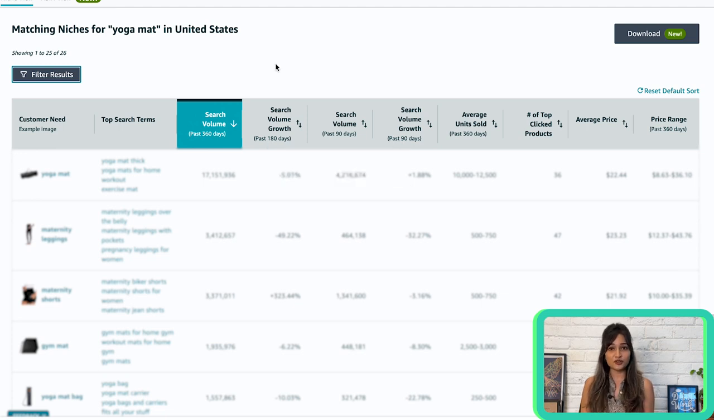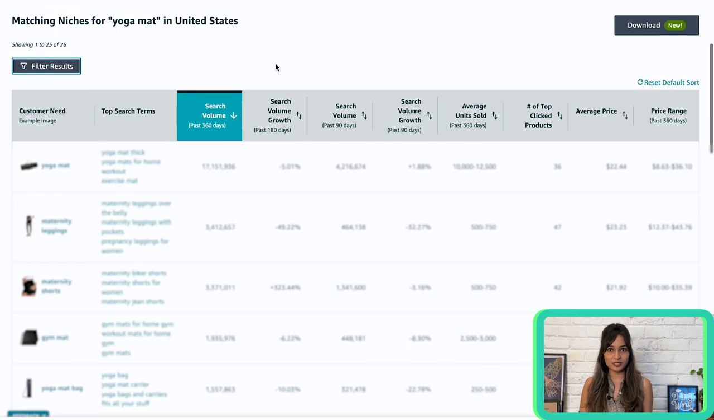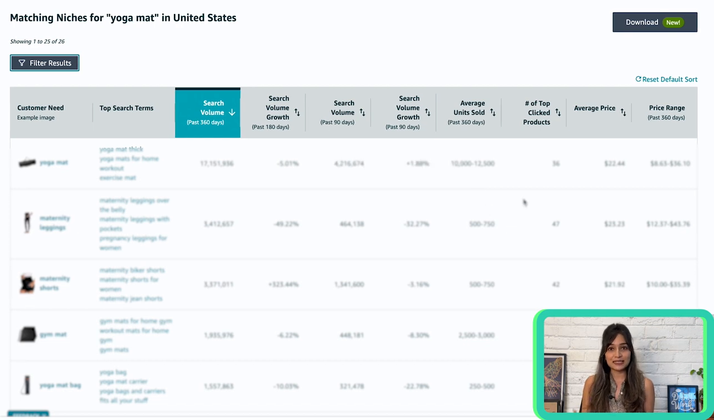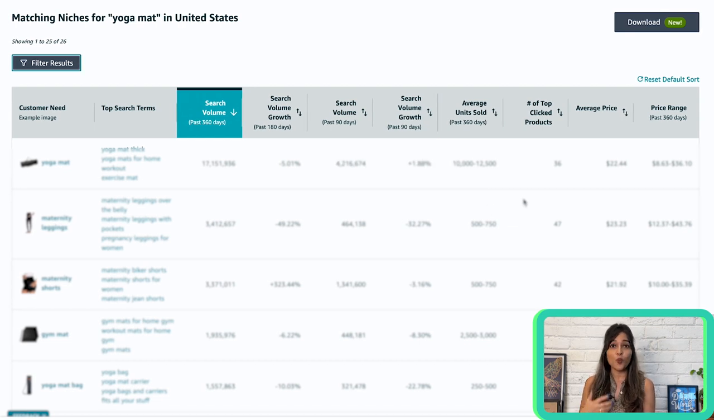The click share metric offers an indicator of customer interest and engagement. It quantifies the percentage of clicks that the top products in a niche receive relative to the total clicks within that niche. A higher click share for a few products suggests that a handful of brands are capturing the majority of consumer attention. This potentially signals a competitive environment where new entrants might struggle to gain traction.